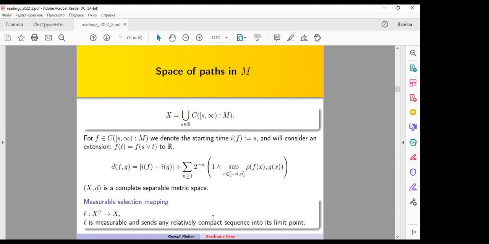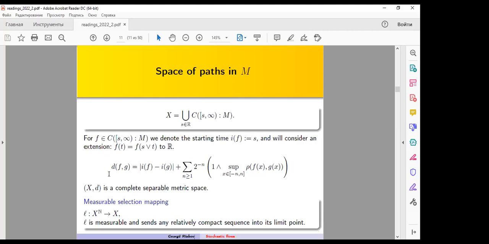Since I want to approximate trajectories by trajectories, I need a notion of some distance between trajectories. For this, I introduce the space of paths. So X is a union of all spaces of continuous functions that start at all real times and take values in M. If a function starts at time s, so I of f is its starting time, we can also extend every function to R simply as a constant if t is less than s.